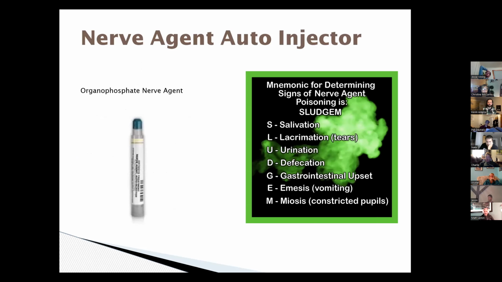The main thing we want to remember from this is this acronym, SLUDGEM, which will help you determine if somebody's been poisoned by something. All of these are really signs that the body is just trying to get rid of excess things. So salivation, excess through our saliva, excess through tears, excess through urination and defecation, and excess vomiting. It's really showing that the body is struggling to get rid of stuff.